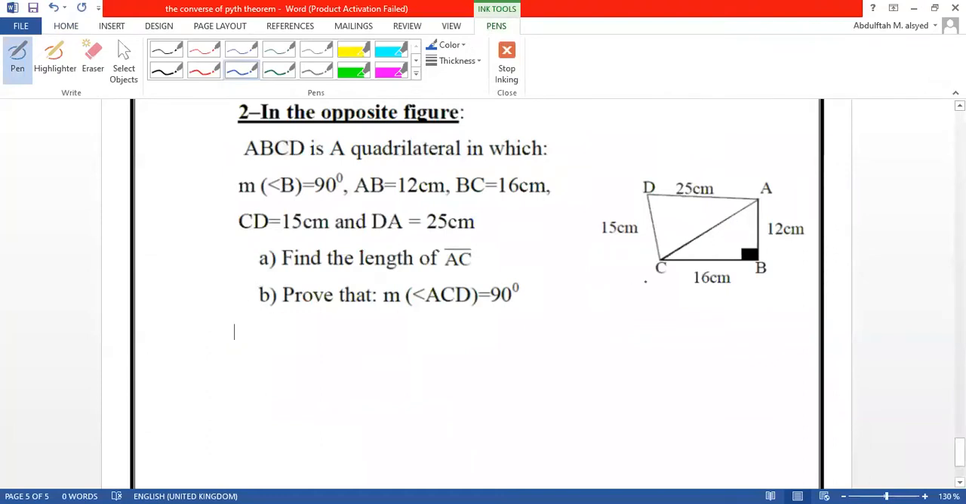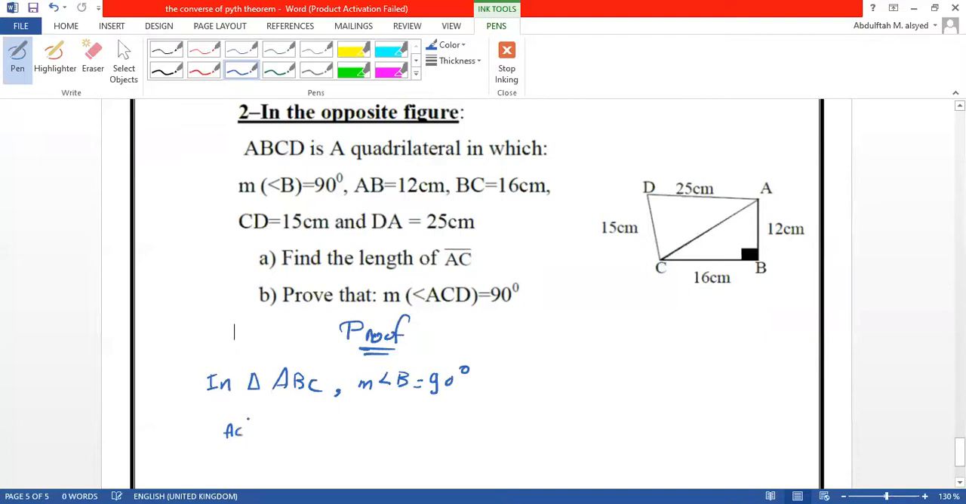Now we have to find the length of AC. This is, inshallah, very easy, like number 1. In triangle ABC, the measure of angle B equals 90 degrees. Okay, so we can apply the Pythagorean theorem.